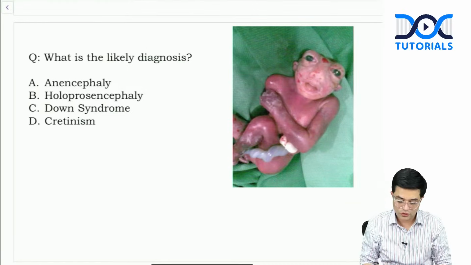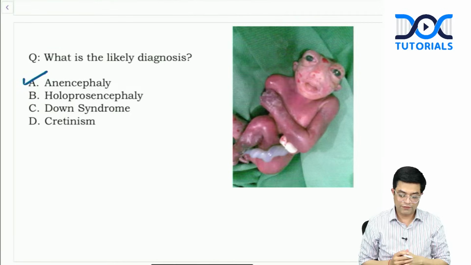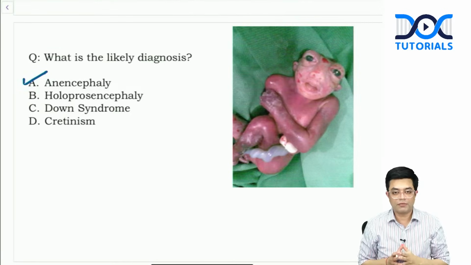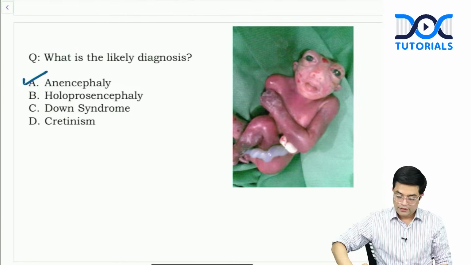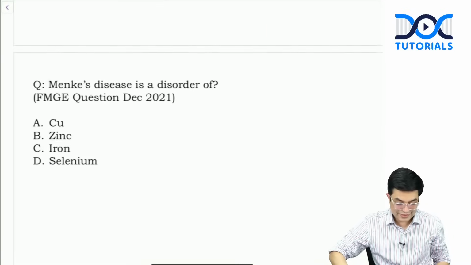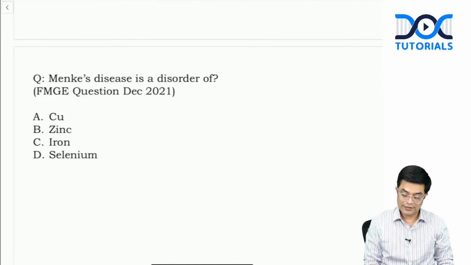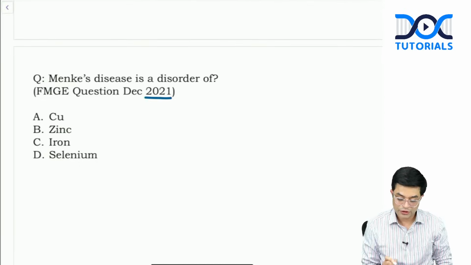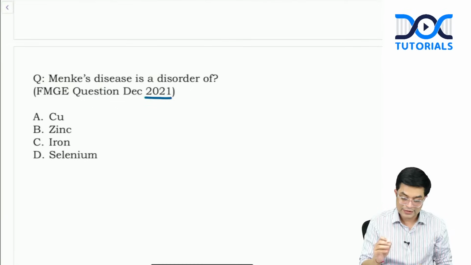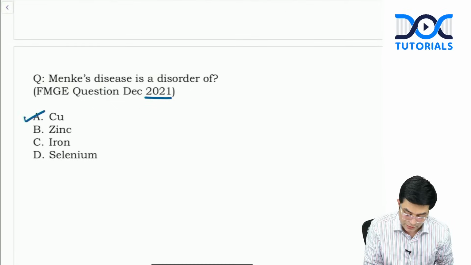So this is what is called anencephaly, not compatible with life. Let's move further. Menkes disease is a disorder of... FMG question, December 2021. Remember, Menkes disease is a disorder of copper metabolism.